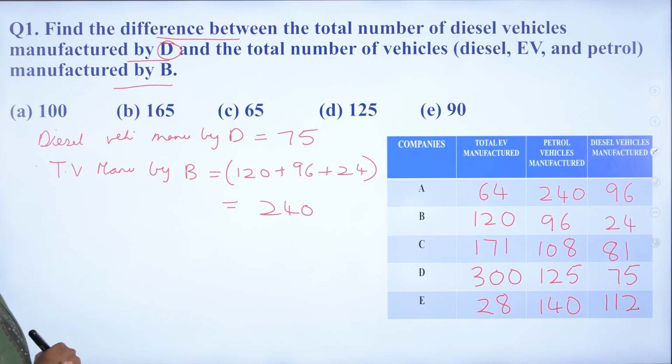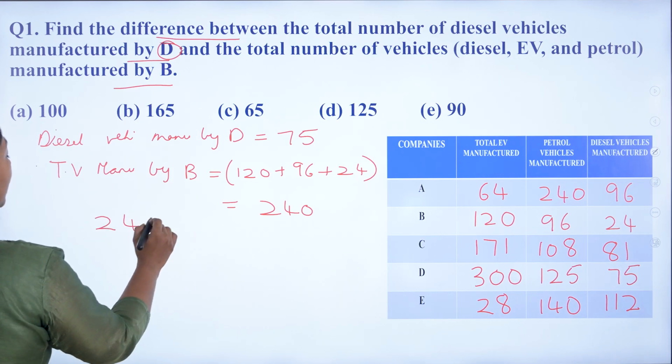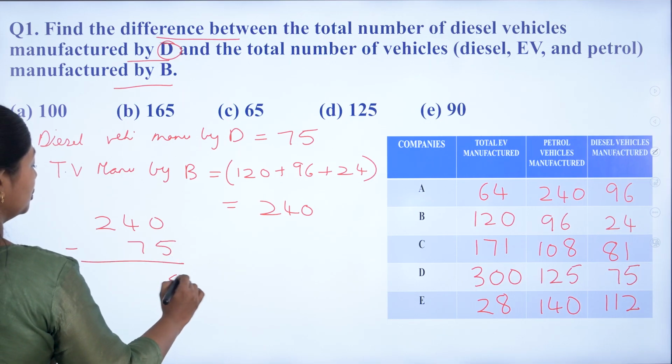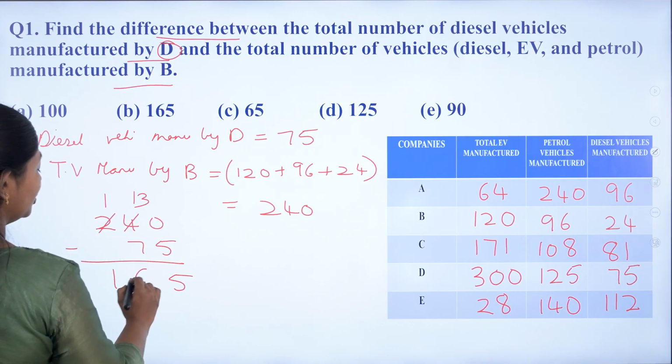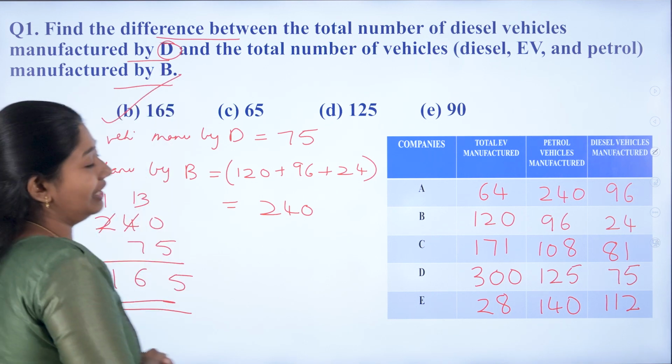Now what they are saying, find the difference between the total number of this thing and this thing. Only the difference they have asked. So what is the difference? 240 total vehicles minus 75. So you are going to get 5 here, then 3, 1, then 165. So 165, option B is your answer.